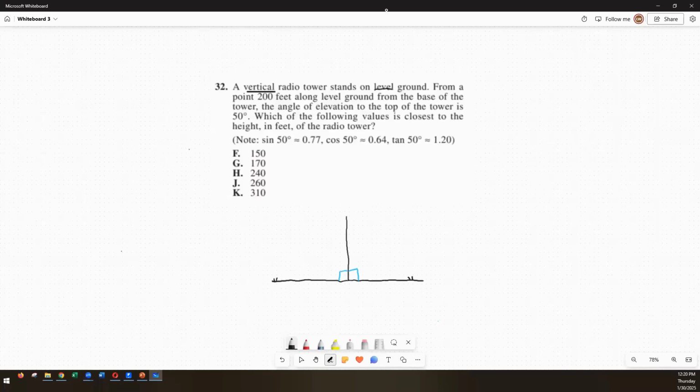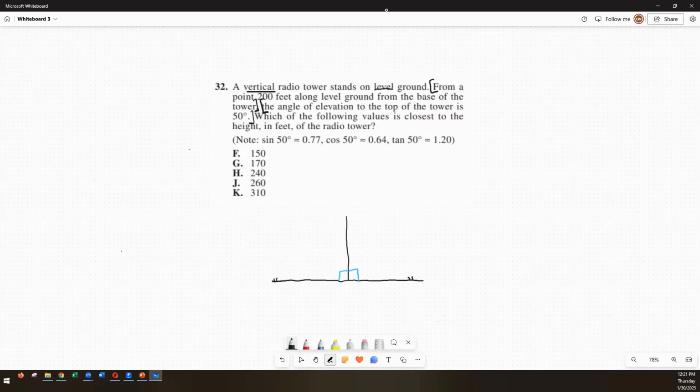I've only read one sentence, so I'm going to read the next. From a point 200 feet along the level ground from the base of the tower, the angle of elevation to the top of the tower is 50 degrees. Okay, so now I'm reading this sentence. And this sentence kind of includes two super important points. The first one, from a point 200 feet along level ground from the base of the tower. I'm just going to get that by itself.